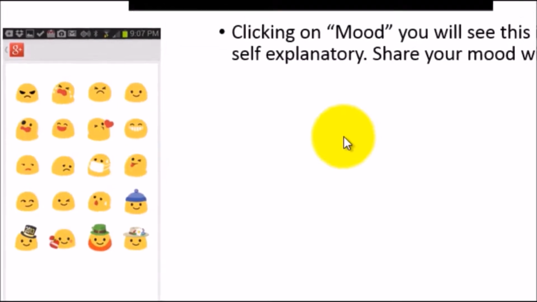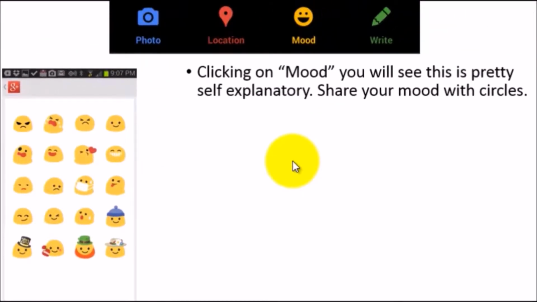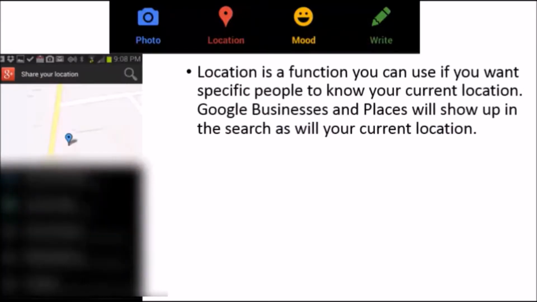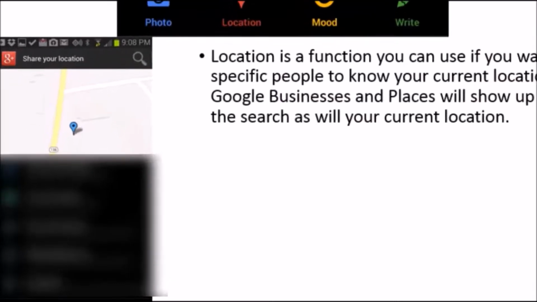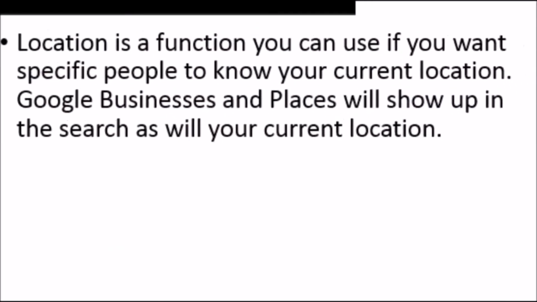So if you click on mood, you'll see it's pretty self-explanatory. If you want to let people know how you're feeling, you can, I'm happy, I'm sad, whatever you'd like. I've never personally used this, but location is a function you can use if you want specific people to know your location, kind of like checking in type thing. Google businesses and places will show up in search as your current location.